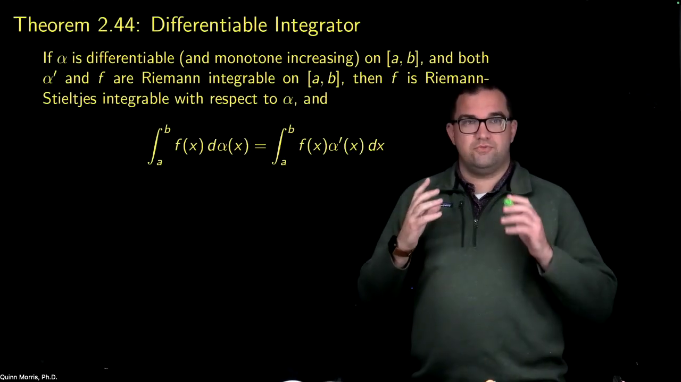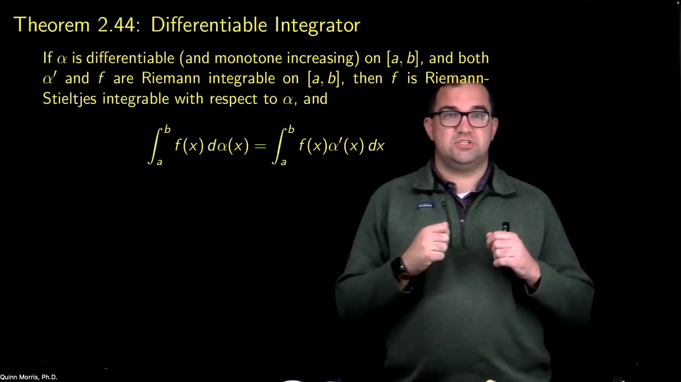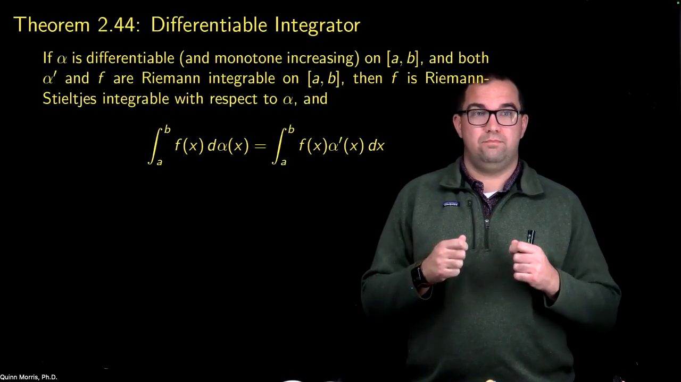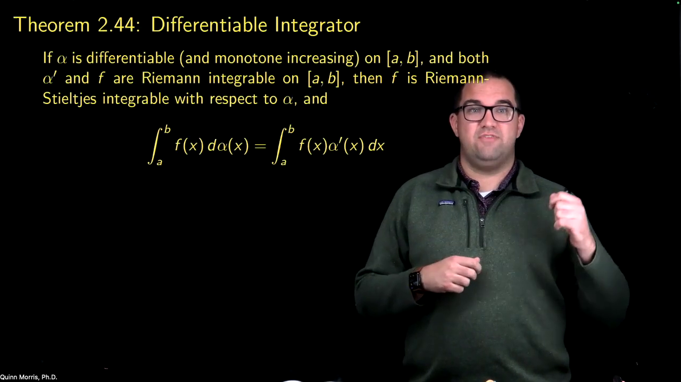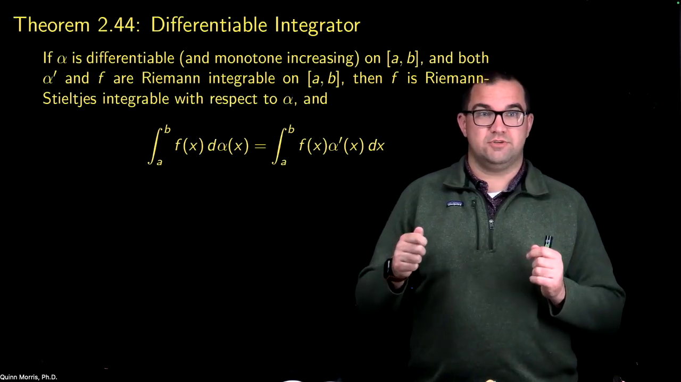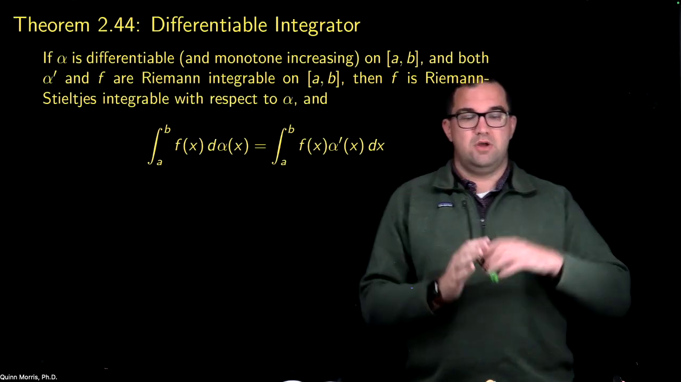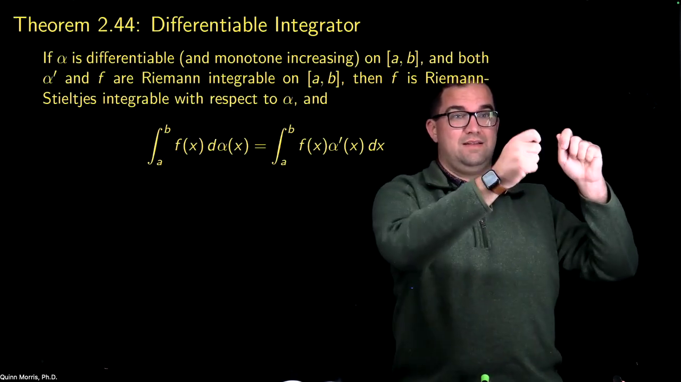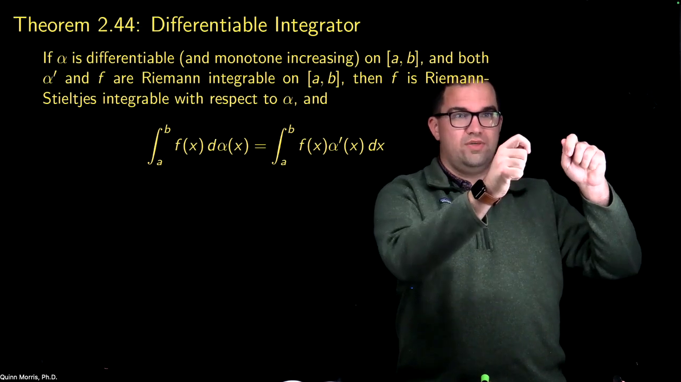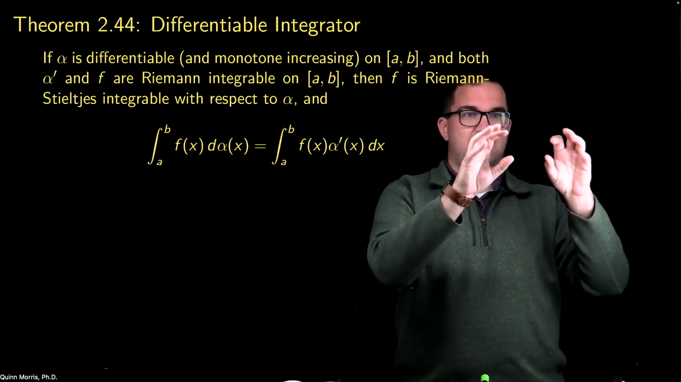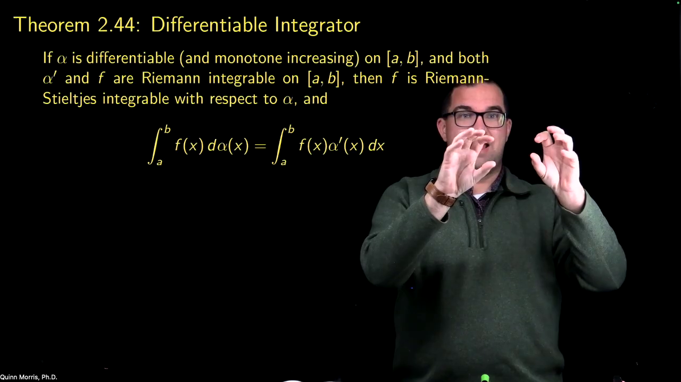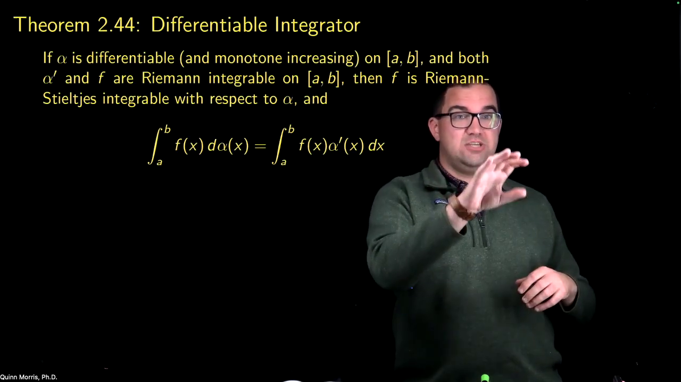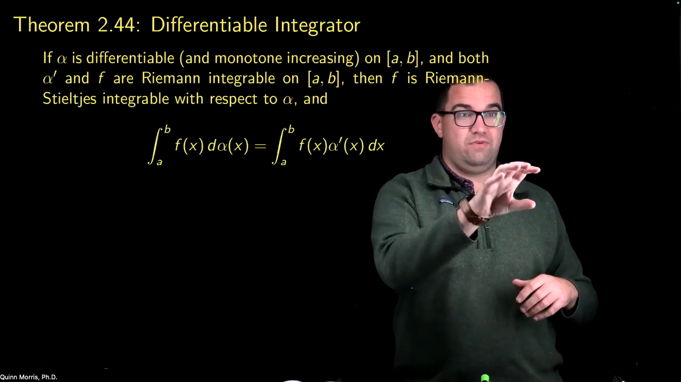So there's sort of a couple of things going on here. If we just assume that f and alpha prime are Riemann integrable, then we know that f is Riemann-Stieltjes integrable with respect to alpha. So again, this gives us a way of using information about the Riemann integrability of f and, well, not alpha, but something to do with alpha. So looking at Riemann integrability of things to do with f and alpha, and using those to conclude that f is in fact Riemann-Stieltjes integrable with respect to alpha.